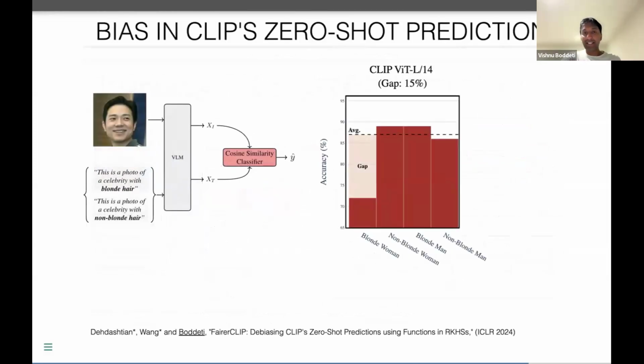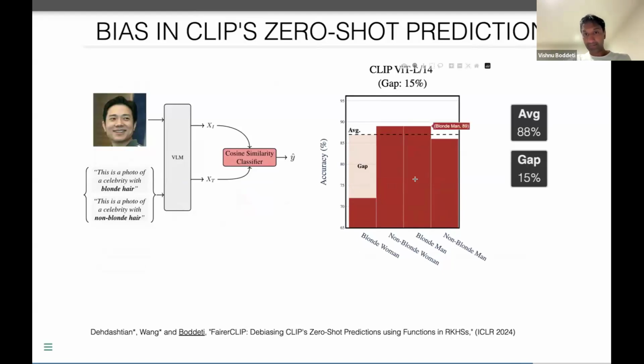But these data sets also have a problem. So here is the accuracy across 4 different groups. If you see here, the average accuracy across all the 4 groups is very good. It's about 88%. But there is one group, this group of women with blonde hair. This group has particularly very low accuracy.